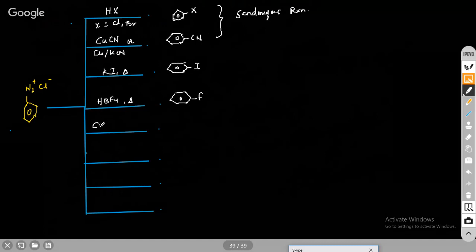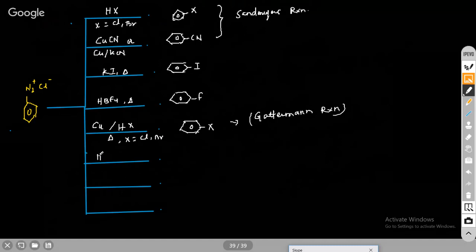When you use copper with HX and you heat this, where X is again chlorine or bromine, we'll again get aryl halide, X. This reaction we call the Gattermann reaction.